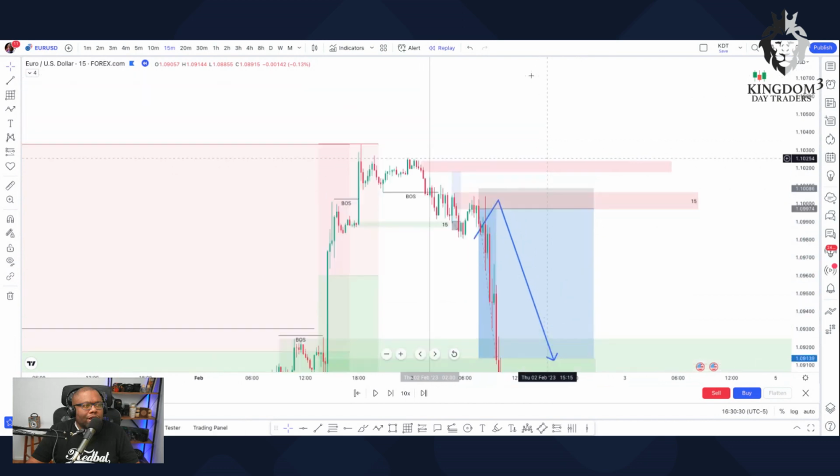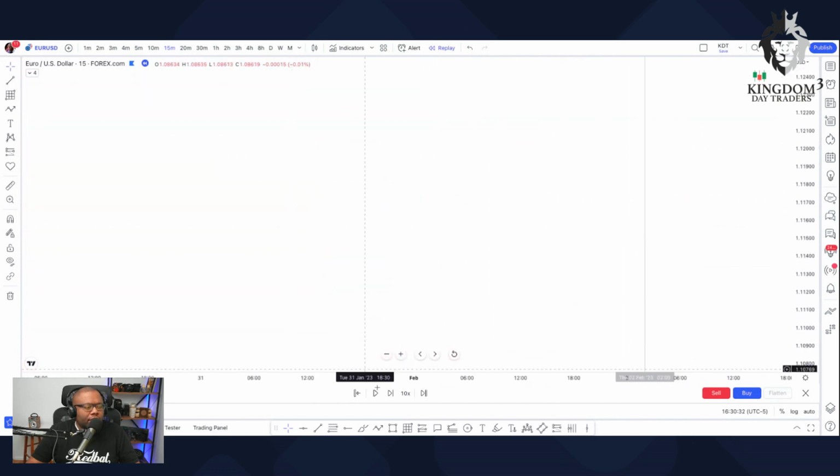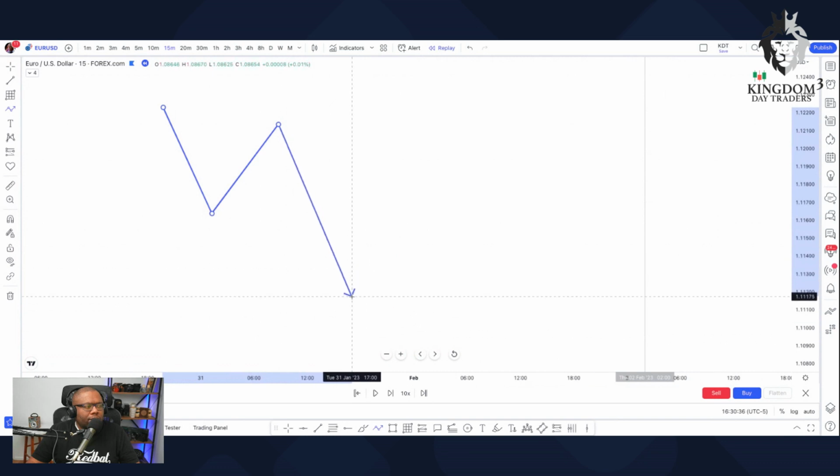So I'm going to do a line drawing just to explain what I've actually done now. Right? Essentially, you're going to have a higher time frame like that. And this is a bearish scenario.